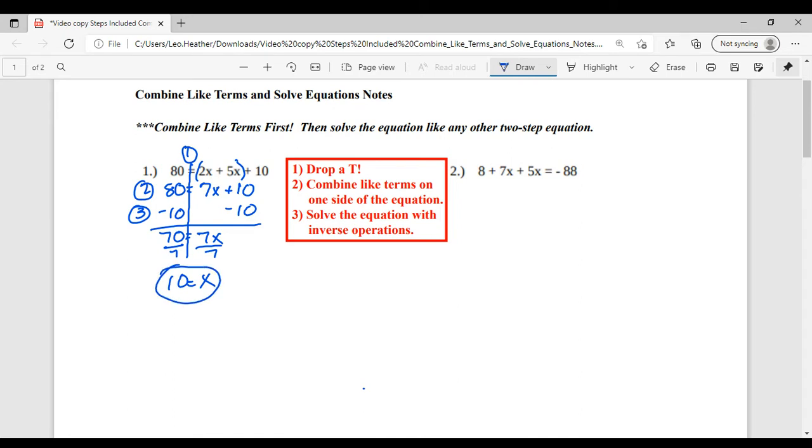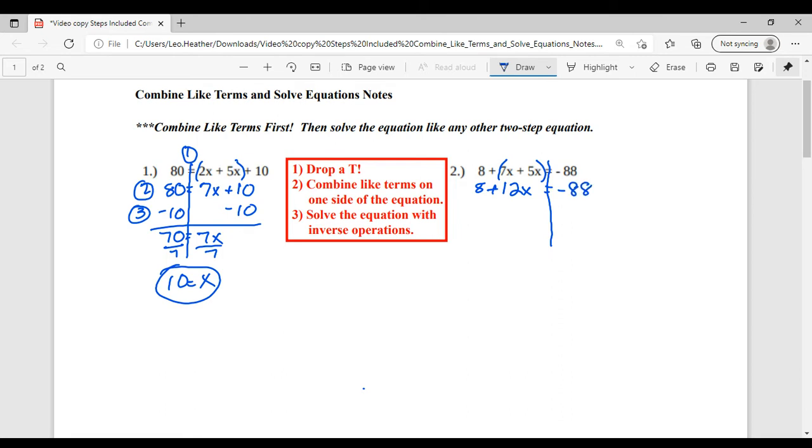We're going to do the same thing now with number 2. So I'm going to drop my t. Oops. It's a little better. Combine like terms this time on the left-hand side. So 8 plus 12x equals negative 88.